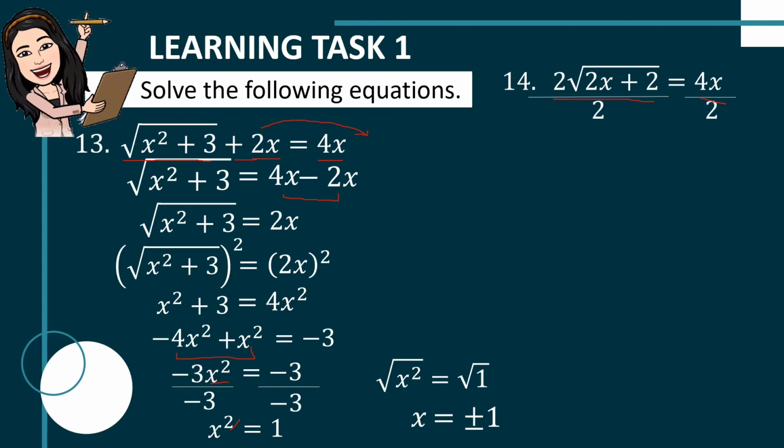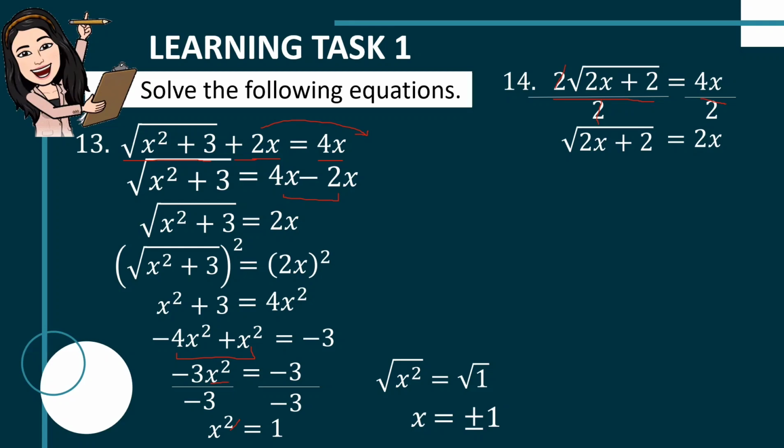So, divide natin both sides by 2. So, we can cancel this. Ang natira na lang ay si 2x plus 2. Tama ba? Square root of 2x plus 2 rather. And then 4x divided by 2, that is equal to 2x. Yan. Since mas lumiit na siya, madali na natin siyang mai-square.